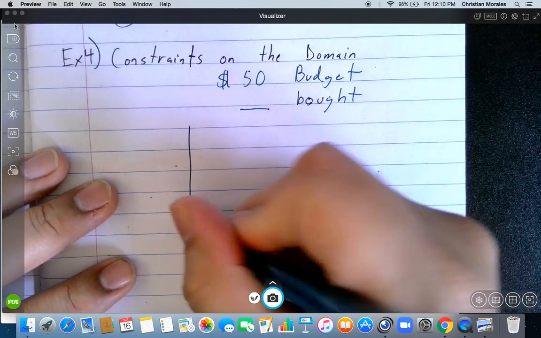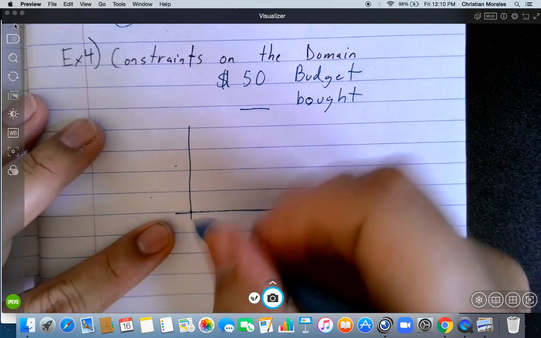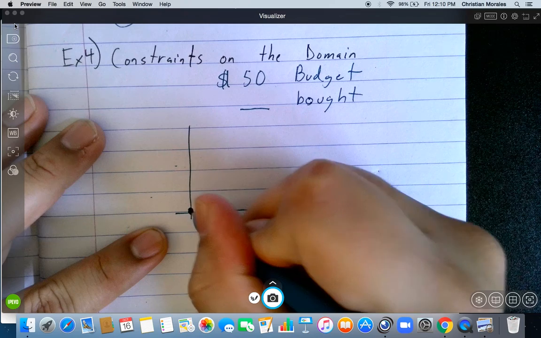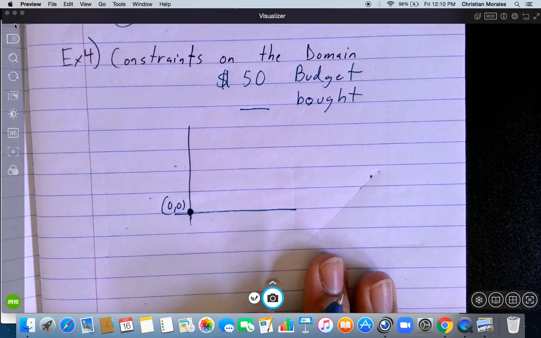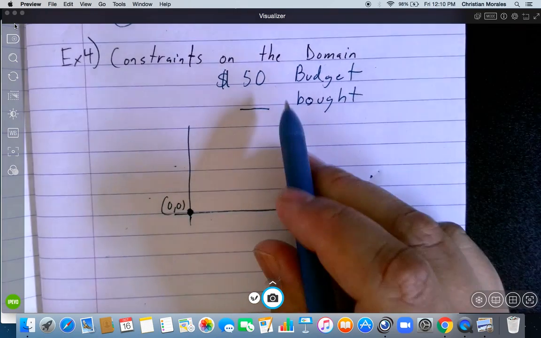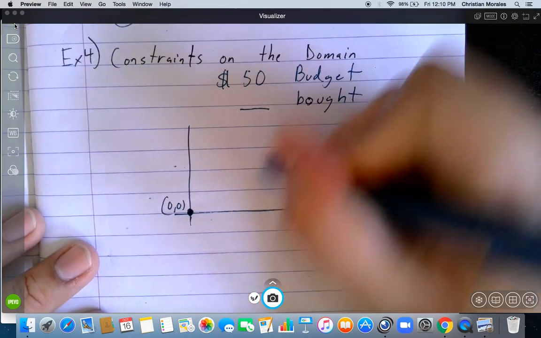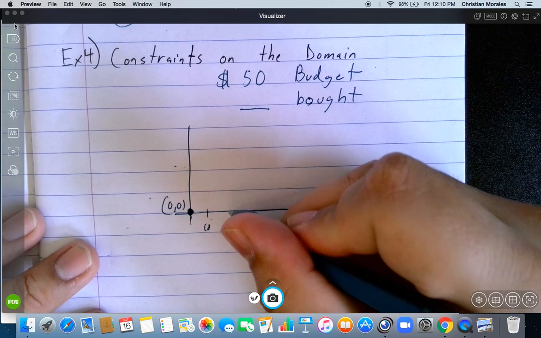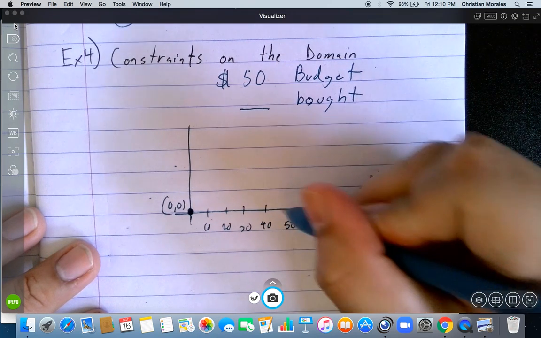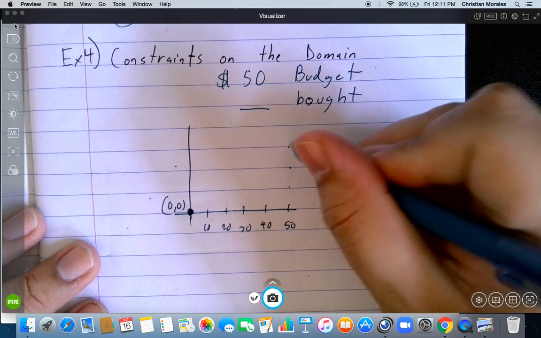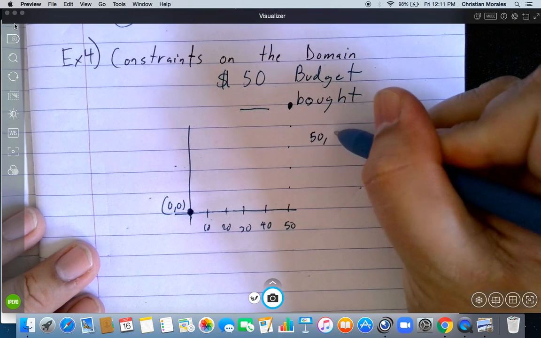Let's say in 1 month she spends $0. If she spends $0, she can't buy anything, right? So that point would be 0, 0. And let's just say 1 month she spends all her money. She spends $50, and with those $50 she buys 5 things. So 10, 20, 30, 40, 50. So $50 buys her 1, 2, 3, 4, 5 things. So that point would be 50 and 5.